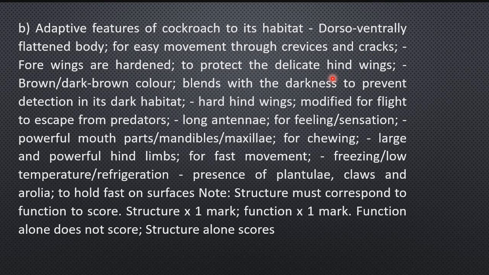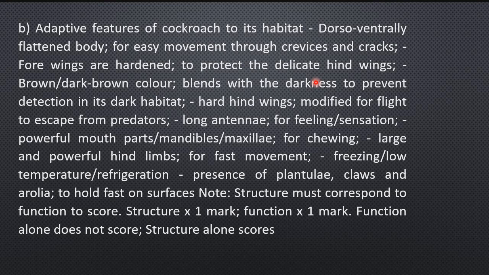Some people will come and write 1 dorsoventrally flattened body, 2 dark brown color, 3 mandibles, 4 presence of platula, 5 presence of wings. It doesn't make sense. You will not get any mark if you do such. Like we have here, fore wings are hardened to protect the delicate wings. Brown or dark brown color blends with the darkness to prevent detection in its dark habitat. Hind wings modified for flight to escape from predators.